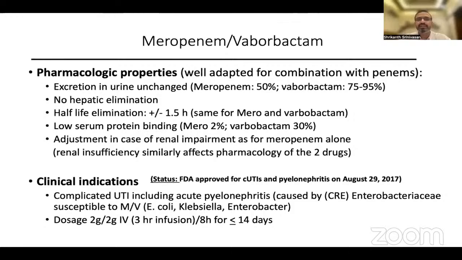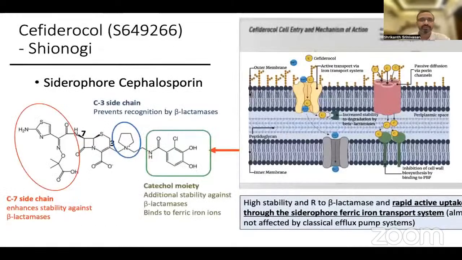Pharmacological properties: it is excreted unchanged in urine, with no hepatic elimination, so it can be used in hepatic failure. Half-life is around 1.5 hours, the same for meropenem and vaborbactam, so you don't have to change the dosing regimen. Low serum binding, and adjustment in renal impairment is the same as for meropenem. Clinical indication: complicated UTI, including acute pyelonephritis, and dosage is 4 gram: 2 gram of meropenem plus 2 gram of vaborbactam in a 3-hourly infusion every 8 hours for around 2 weeks. Now coming to this drug, this is a siderophore cephalosporin.